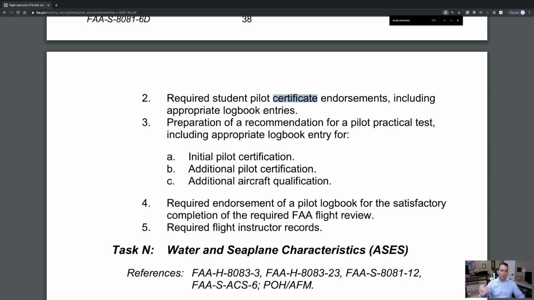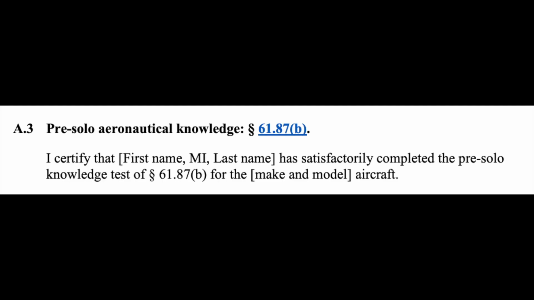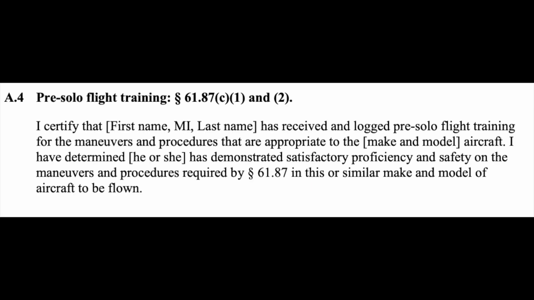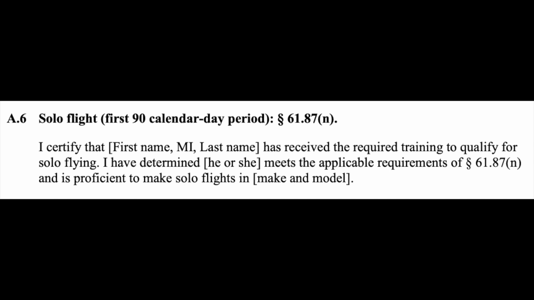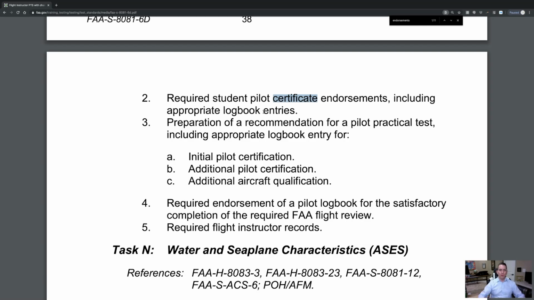61.87 Bravo, Charlie, and November, where Bravo is your pre-solo written authorization or your pre-solo test. Your Charlie is saying that you've done all the maneuvers and procedures that you have to do, which in this case for single engine would be 61.87D. And then the statement that the flight instructor has gone over all the limitations that are applicable for the student pilot, and that's called 61.87 November. So everything being equal, that's what it would be.